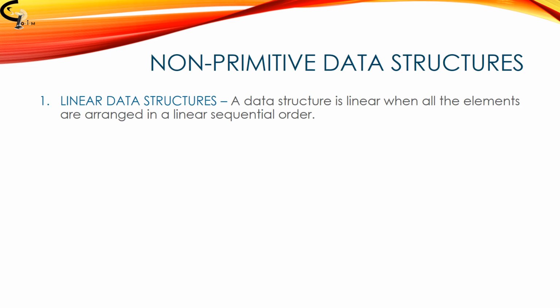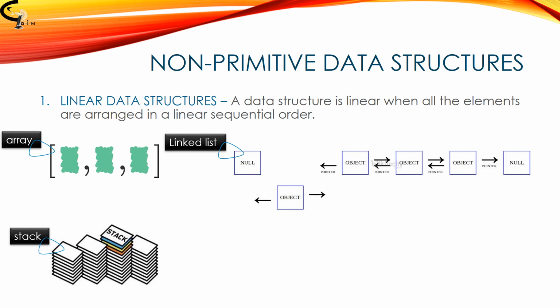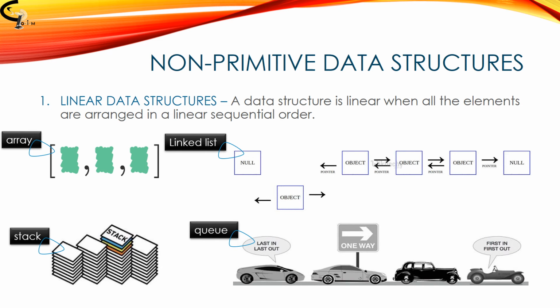Now let's discuss non-primitive data structures. Firstly, we'll discuss linear data structures. So a data structure is linear when all the elements are arranged in a linear sequential order. For example, arrays, linked list, stack, and queue. So all of these are linear data structures because their elements are arranged in a linear sequential order.